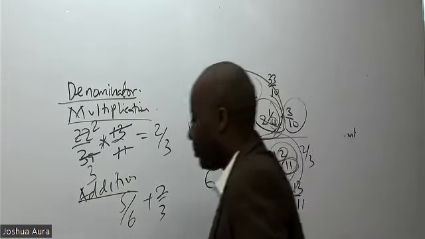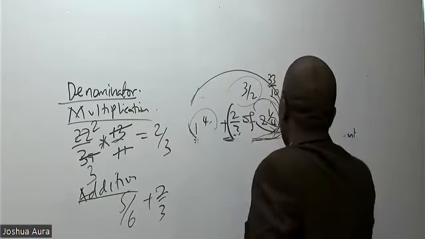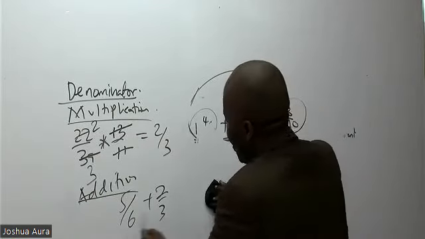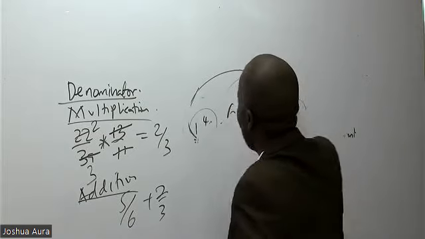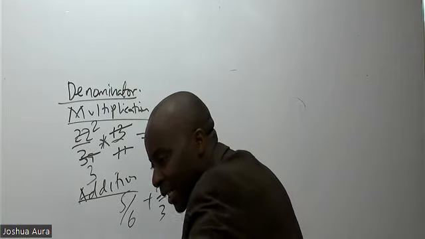This may need some LCM. So what is the LCM of 3 and 6? It is 6, isn't it?